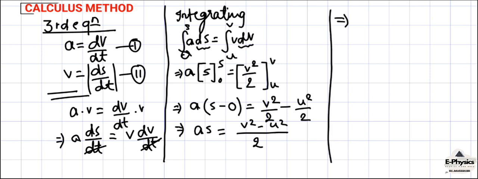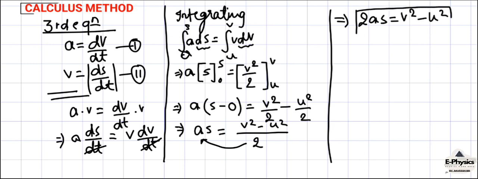Now if we put this 2 on the left hand side, we get 2as is equal to v square minus u square, which is the third equation of motion. And here students, we have studied the third equation of motion as well with the calculus method.